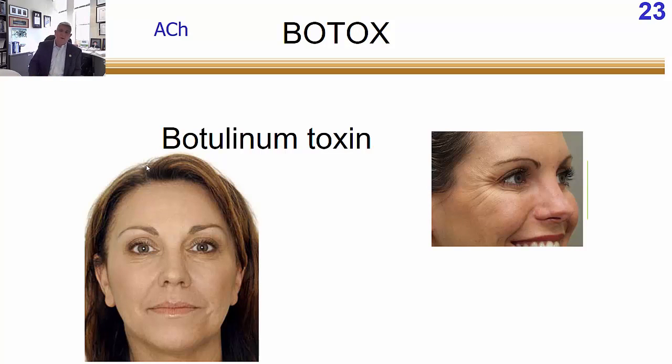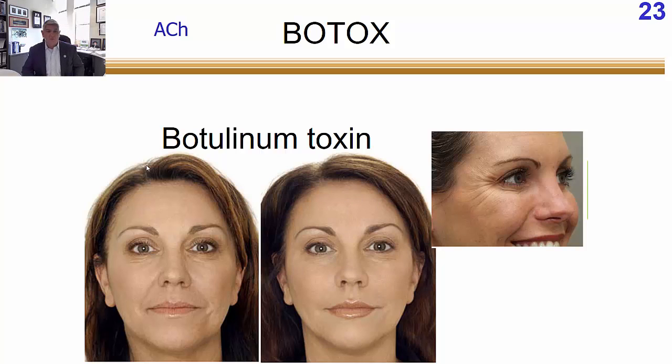All right, so a little bit about ways in which we can manipulate this process of neurotransmitter release. So Botox comes from the botulinum toxin. It's a refined form of this toxin. And here you see a before and after. And so Botox essentially paralyzes muscles by preventing the release of acetylcholine at the neuromuscular junction. So after injecting in these areas around the eyes, the muscles relax and the skin becomes more smooth.